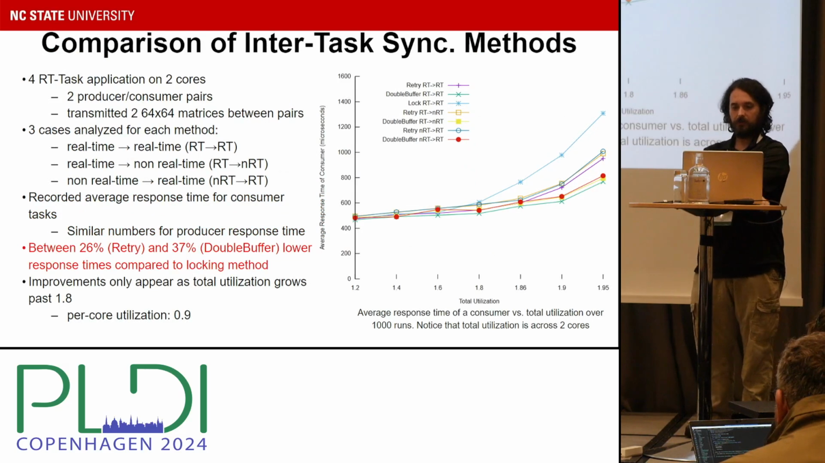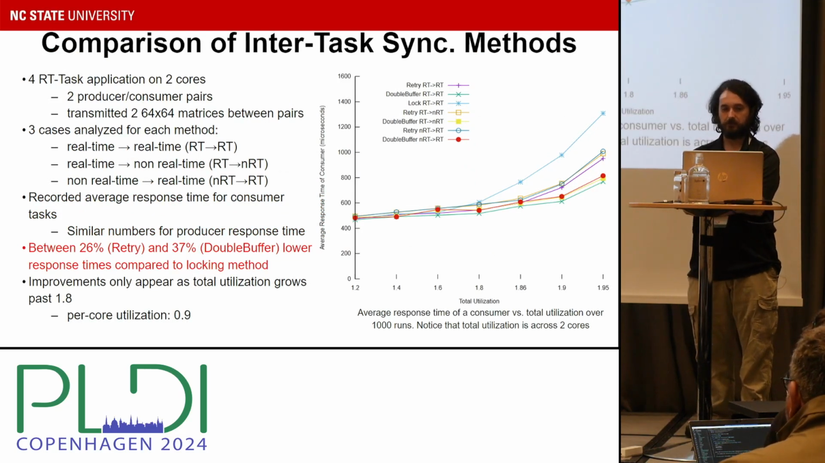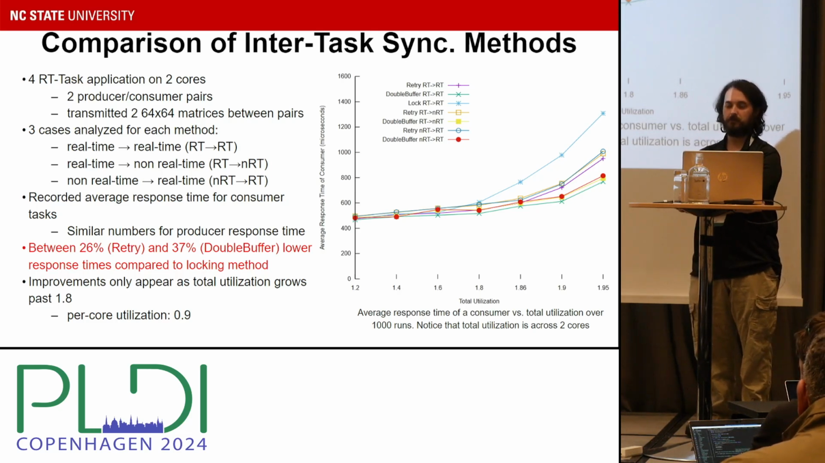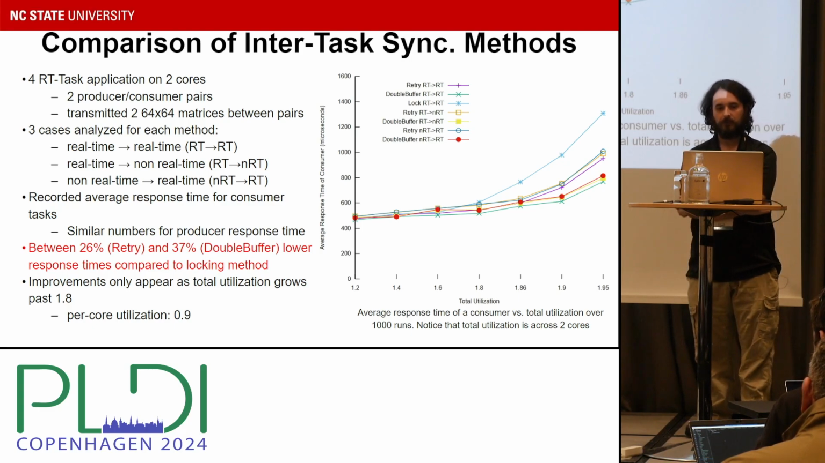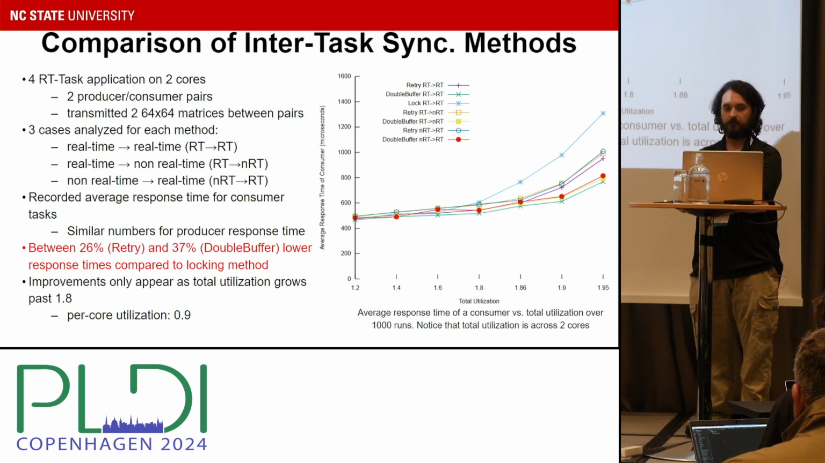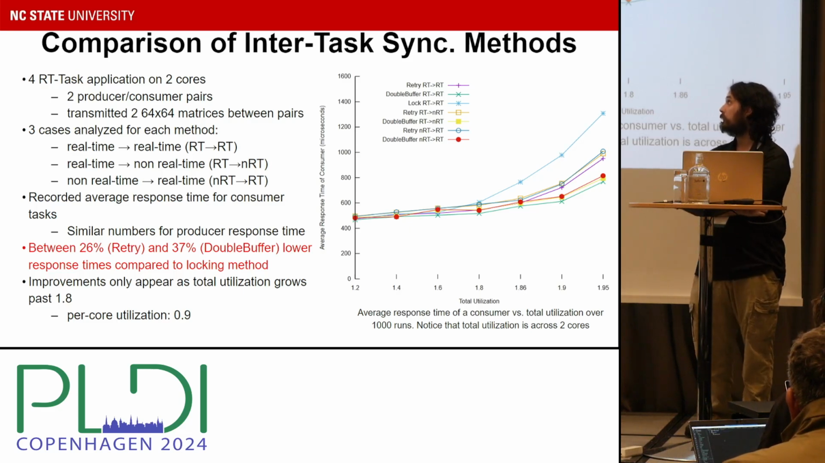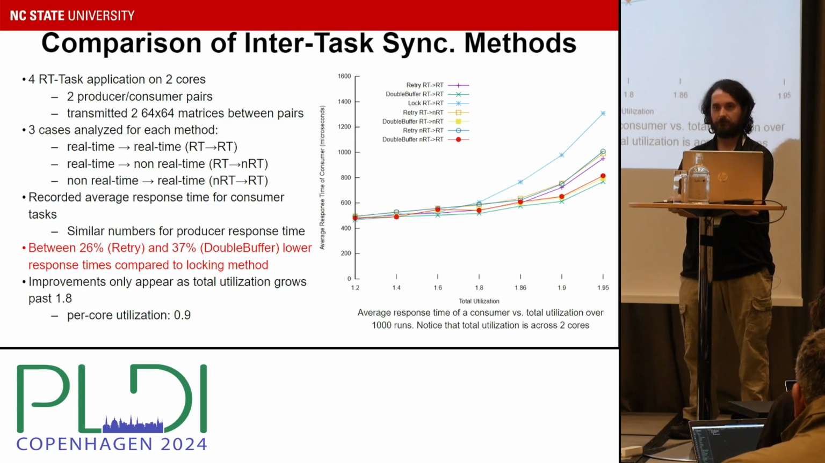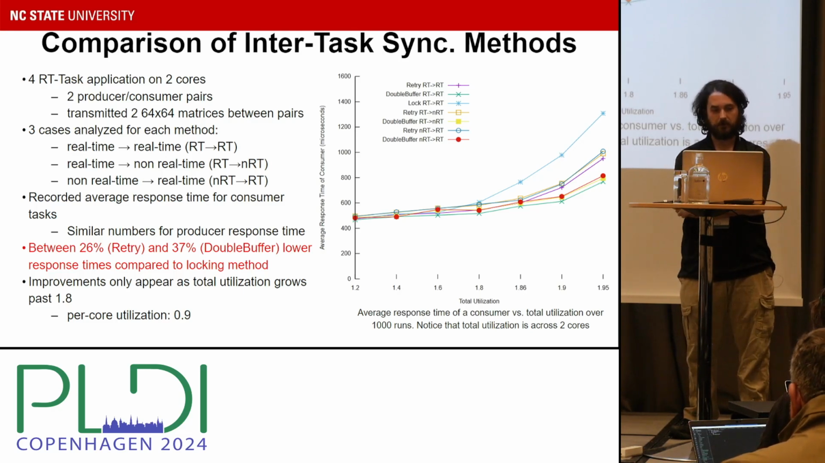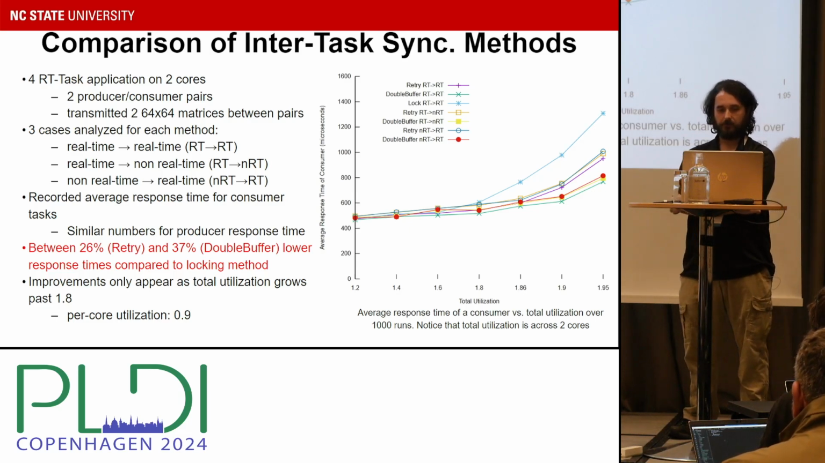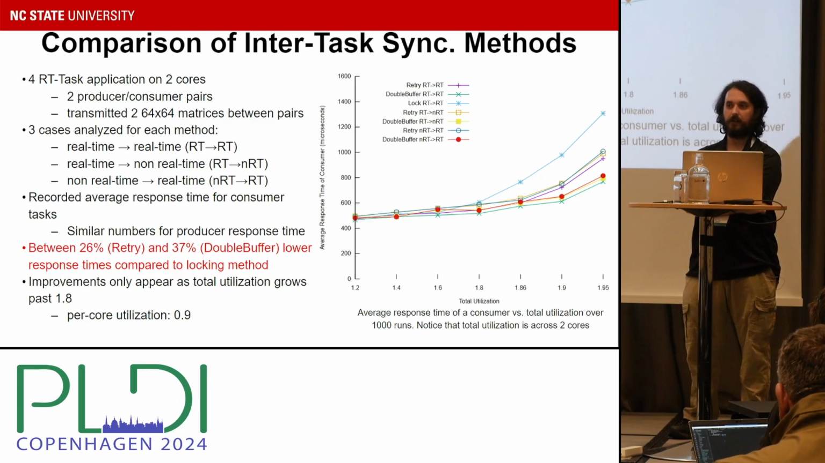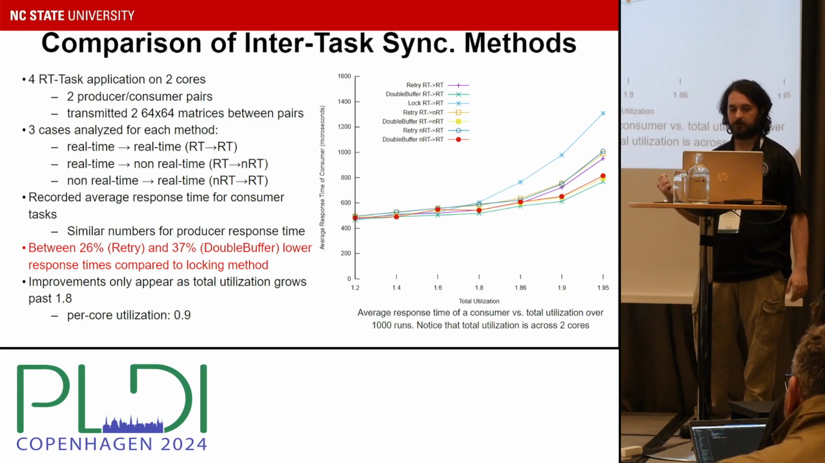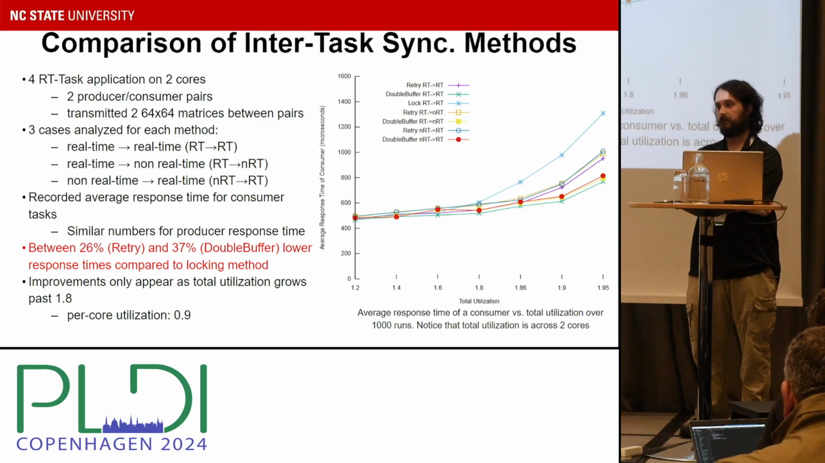So for comparing the inter-task synchronization methods, in this case, an application with 4 RT tasks on 2 cores in producer-consumer pairs, transferring 64 byte by 64 byte matrices between pairs. So there are 3 cases. This is looking at both across or within real-time applications and then across the real-time barrier in both directions.